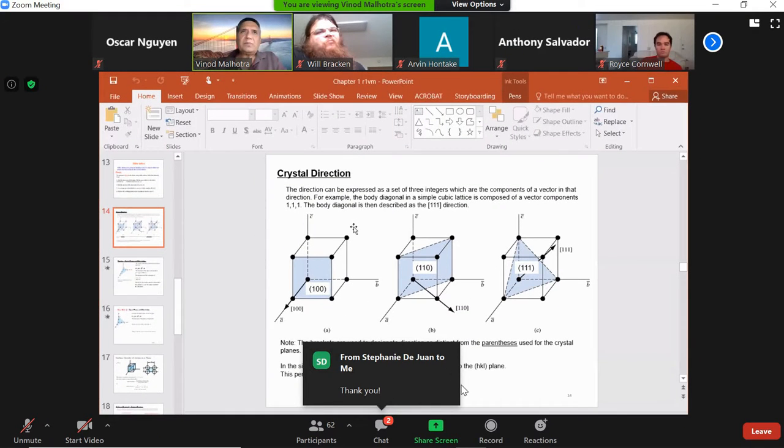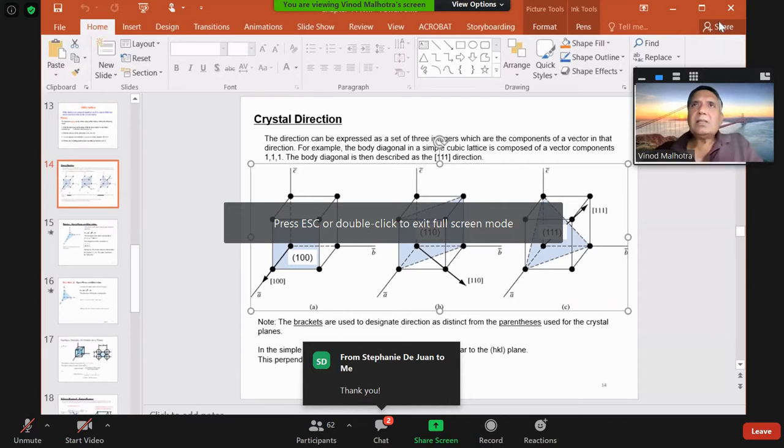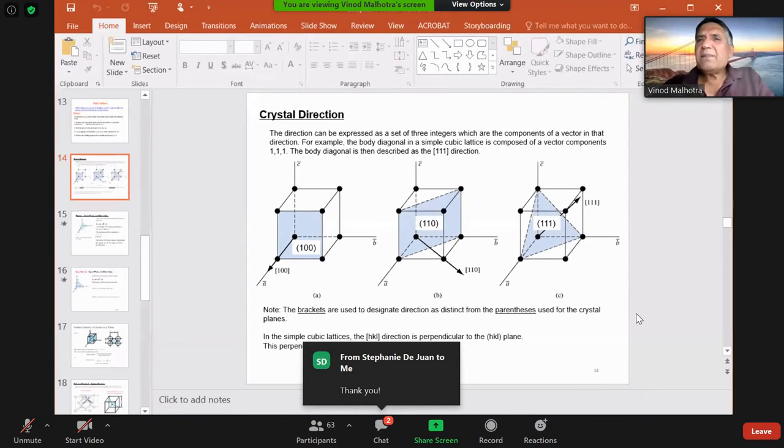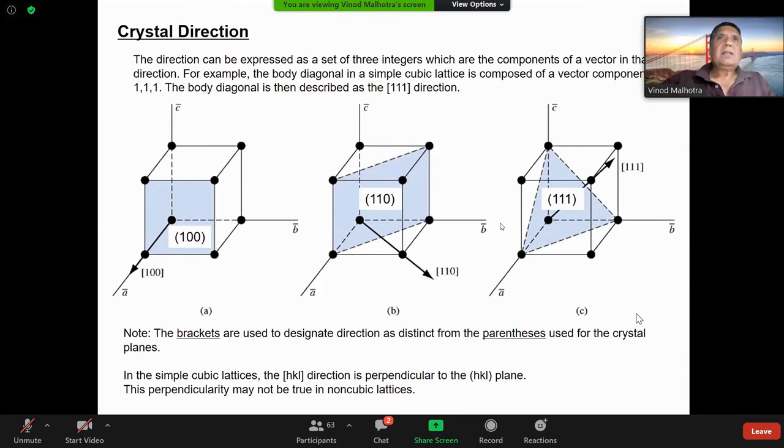Oh, I'm in the edit mode here. So I need to run this. Okay. All right. You can still see the screen? Good. Okay. Thank you. Thank you, Will.